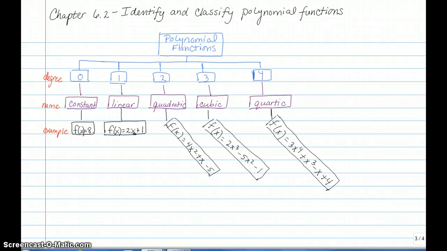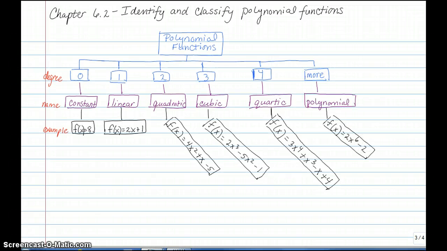A polynomial function of degree 2 is your quadratic functions. That's going to be your chapter 5, and that would be something like f of x equals 4x squared plus x minus 5. Functions we haven't dealt so much with up till this point are cubic. So if your degree is 3, the largest exponent is 3, then it's cubic, and that might be written f of x equals 2x cubed minus 5x squared minus 1. And then if it's got a degree of 4, it's going to be a quartic, and you would be seeing something like f of x equals 3x to the fourth plus x cubed minus x plus 4.